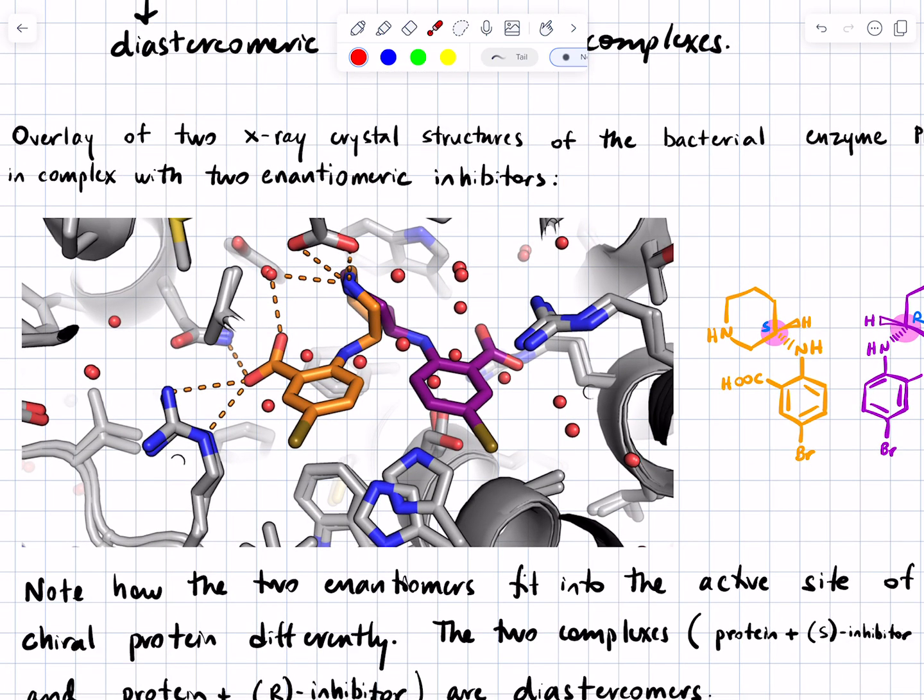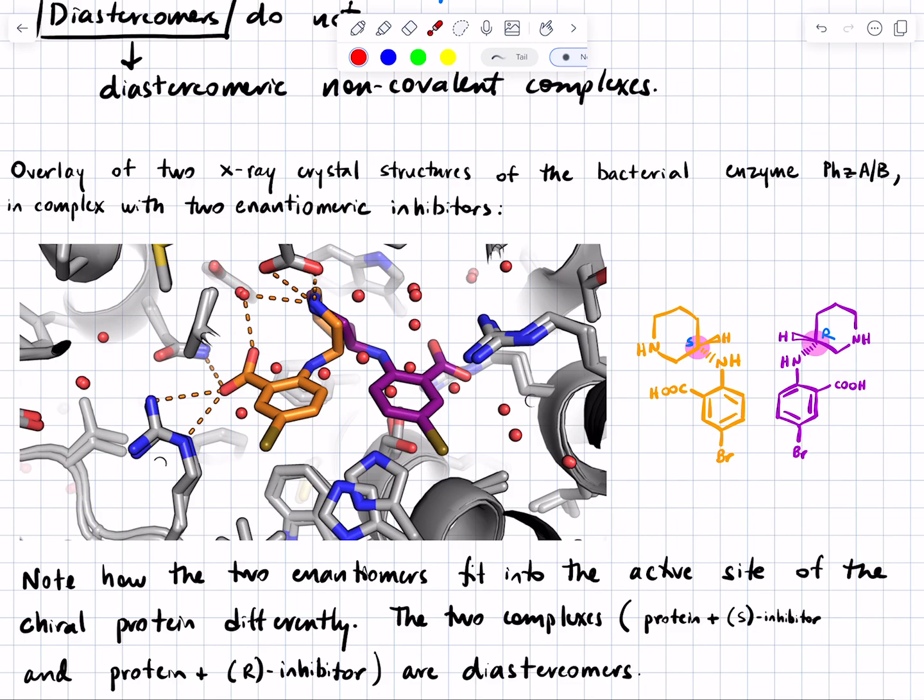In one of the complexes, you've got the S enantiomer. In the other complex, you've got the R enantiomer. Now, what you have to know about proteins is they are chiral, and they're all made of amino acids that have the same kind of chirality. So these two protein complexes, you have the same protein but two different enantiomers. That means these two protein complexes are actually diastereomers of each other, right? Because all the stereocenters in the protein are the same. The only thing that's different is the stereocenter in the ligand that's bound to the protein.